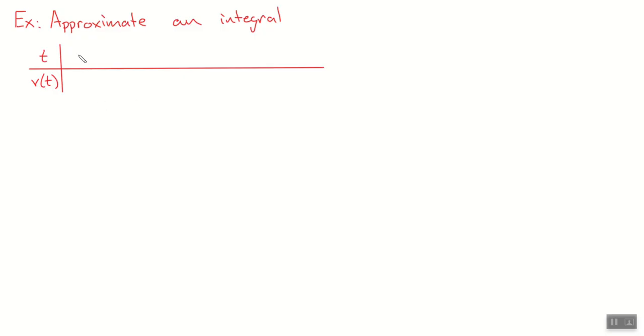So let's say we have a bunch of data points, and our first one is at time 0, the velocity was 4, and at time 1, the velocity was 5. And I don't know what sort of recording device they're using, but for some reason they gave us it at 3.5 seconds. The velocity of whatever we're tracking was 9. And at 6 seconds, it was 6. And at 9 seconds, it was 5.